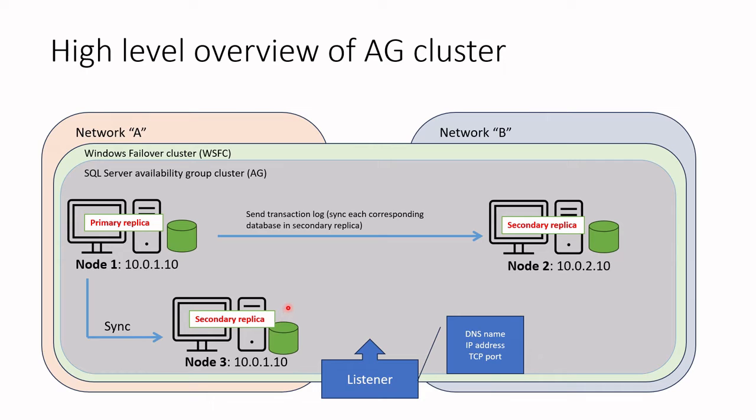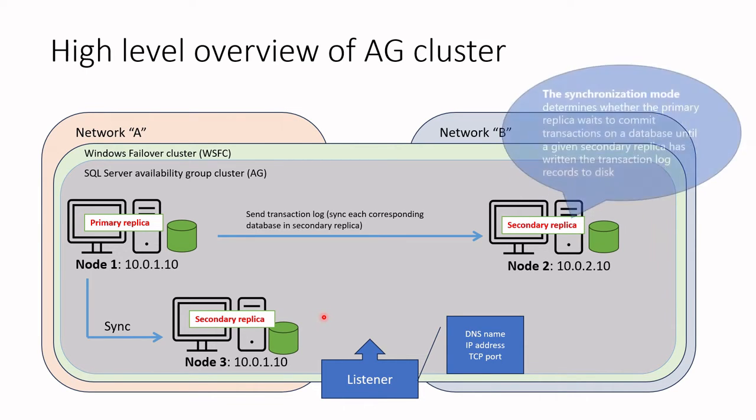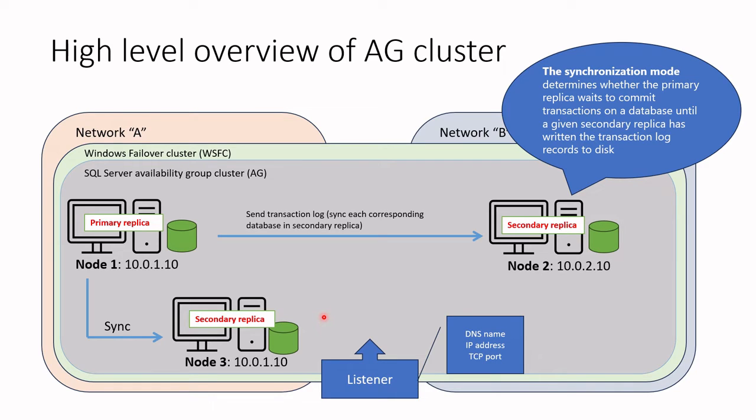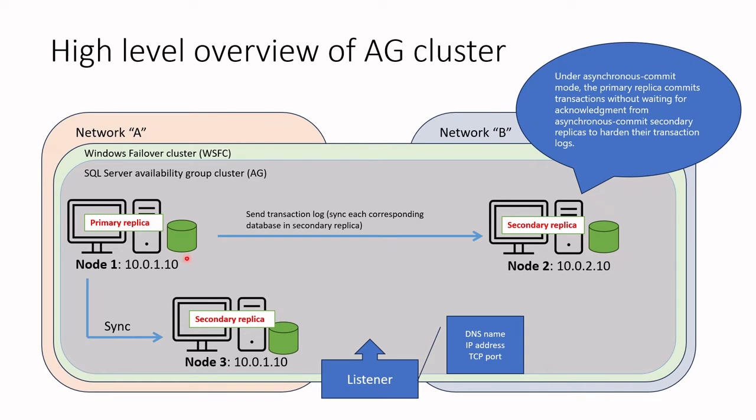So we understood that the databases are synchronized among the replicas. At this point, I should also mention synchronization modes. The synchronization mode determines whether the primary replica waits to commit transactions on a database until a given secondary replica has written transaction log records to disk. There are two modes of synchronization in an AG cluster, asynchronous and synchronous. Let's discuss asynchronous first.